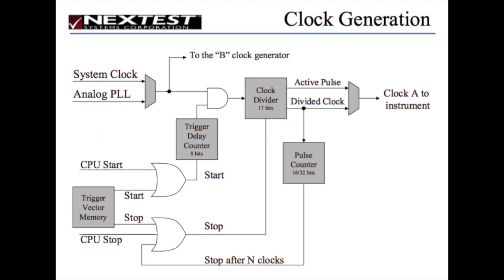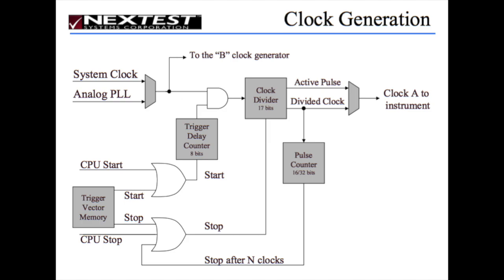We have the system clock and the analog PLL. We choose one or the other. And then that goes to an AND gate where we have a trigger delay. So the clock is started based on the trigger delay from either the CPU start or from a vector trigger where we can start the clock. That goes to a clock divider, which is 17 bits. And then we have our active pulse or the divided clock, and then that goes out to the instrument.